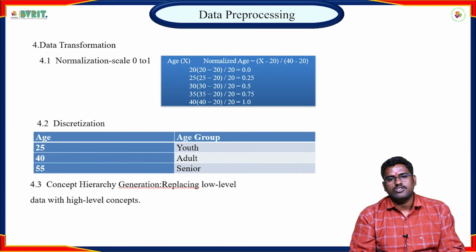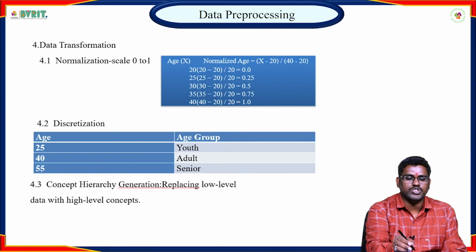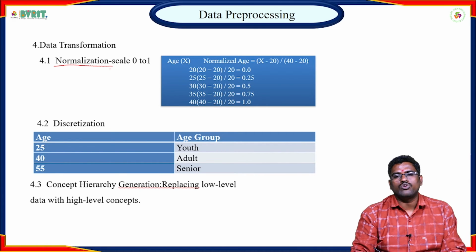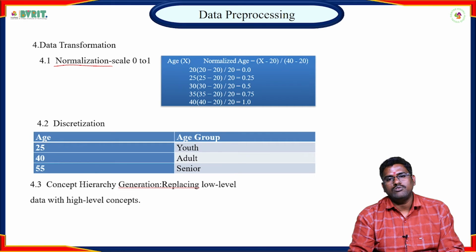Next one, data transformation. Data transformation means the given data is to be converted into different formats. Coming to the first one, normalization. Normalization means the given values are to be converted into 0 or 1. Whether the value is 0, that means it will not be available, and whether the value is 1, that means the value will be available here.